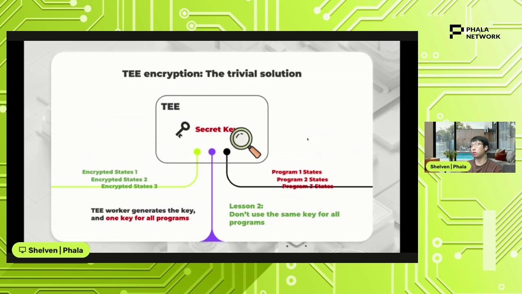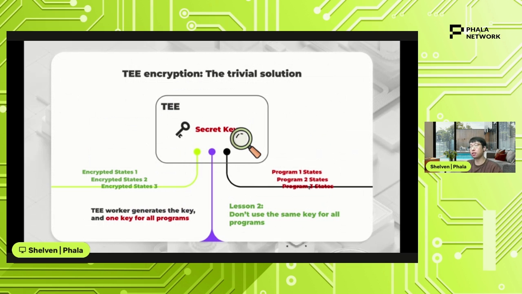Okay, the second problem here is that since we use one secret key to encrypt the data of all these programs, this brings a very high risk. For example, if this secret key is leaked, for example this TEE hardware is compromised, then the attackers can use these keys to decrypt the states of all these programs. This increases the consequences that an attacker can create by compromising a single node.